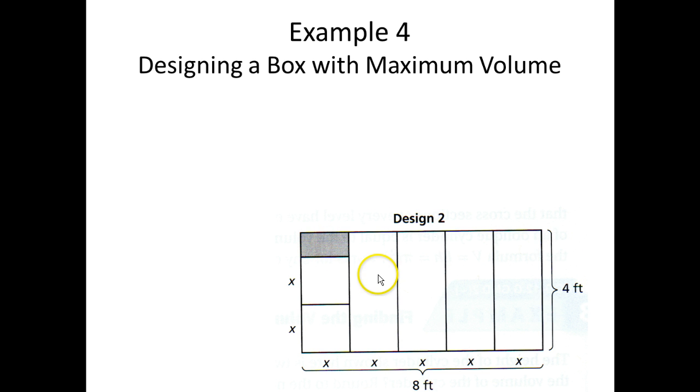Okay, so once again, I'm creating this box out of these 4 pieces here, and these are going to be my ends, these squares here. So what's going to be the value of x? Well, notice that I have 5 of these pieces, and they're all congruent. So the width of each one is going to be 8 divided by 5 feet, which is approximately 1.6 feet.